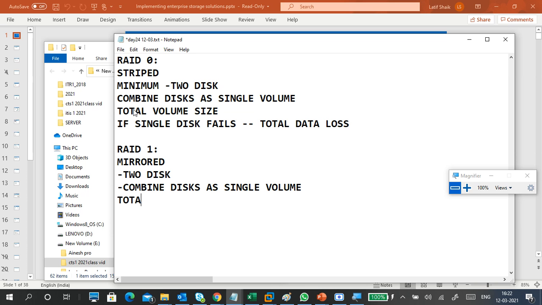Okay. So total volume size is equal to one disk, half of the total volume only. Total size of the volume, we'll get a half size only. Half part only. So maybe you understand, otherwise I will change the statement.